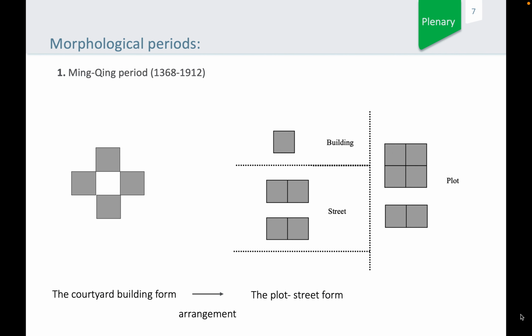Based on the analytical framework, this study divides the morphological process of Laomengdong into four periods. The first is the Mingqing period. Due to the high similarity of morphological characteristics in the Ming and Qing dynasties, this study classifies this period as one morphological period. Nanjing was the capital of the Ming dynasty, and a large number of historical physical forms were developed during this period.